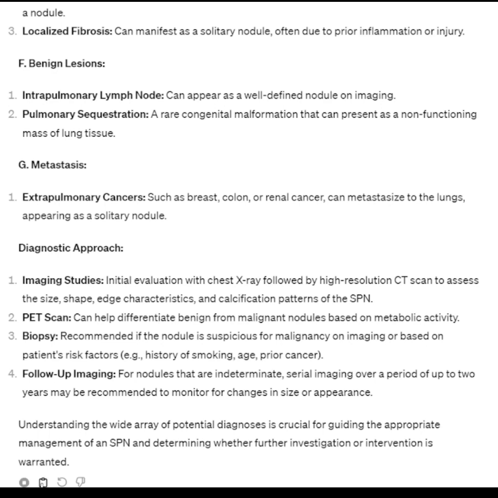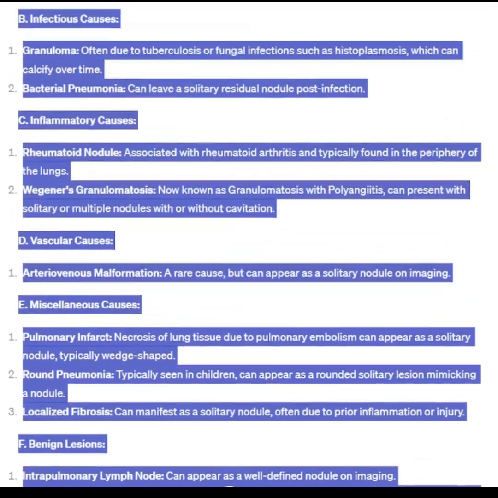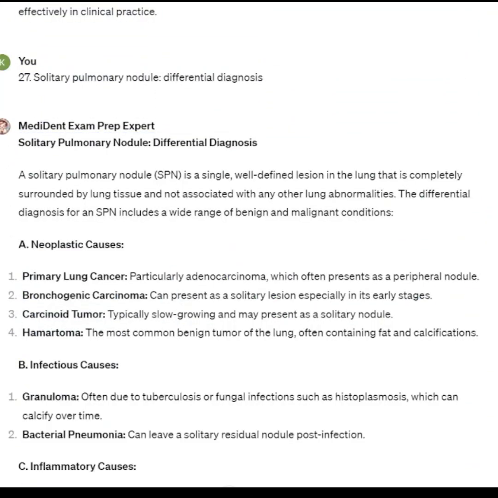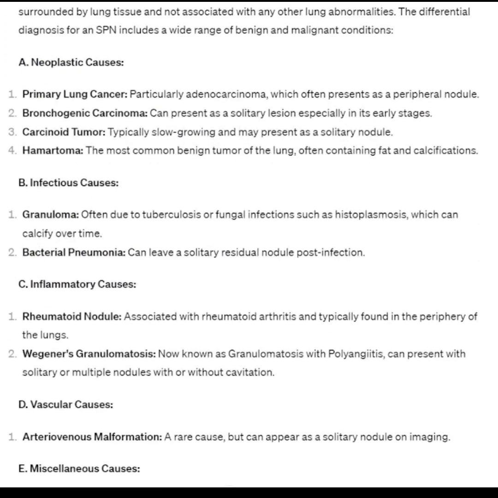Solitary pulmonary nodule, differential diagnosis. A solitary pulmonary nodule, SPN, is a single, well-defined lesion in the lung that is completely surrounded by lung tissue and not associated with any other lung abnormalities. The differential diagnosis for an SPN includes a wide range of benign and malignant conditions.